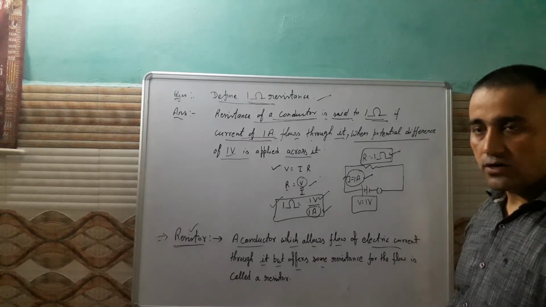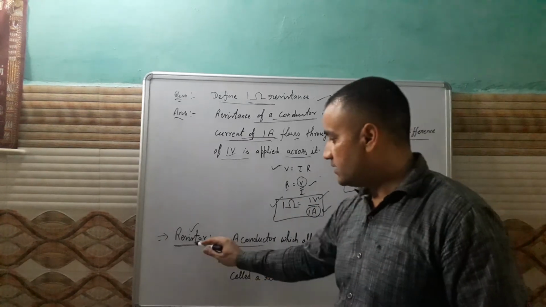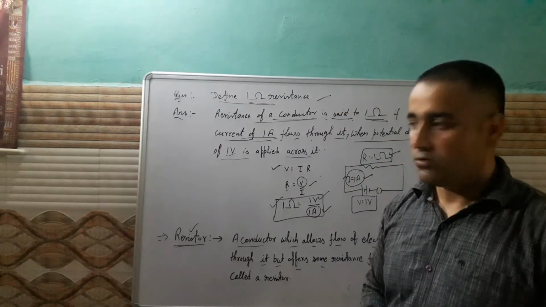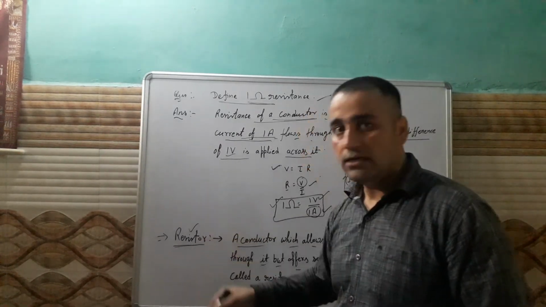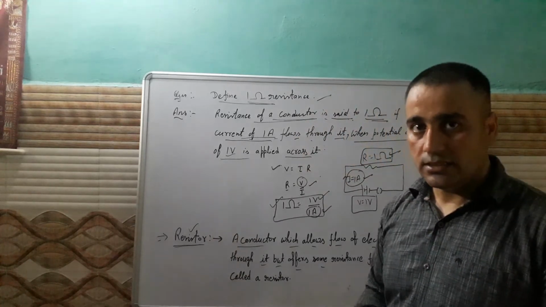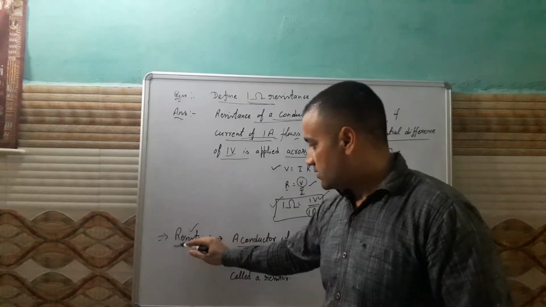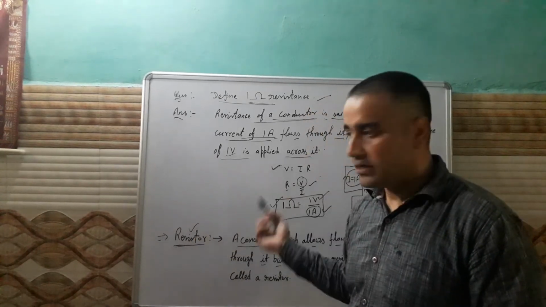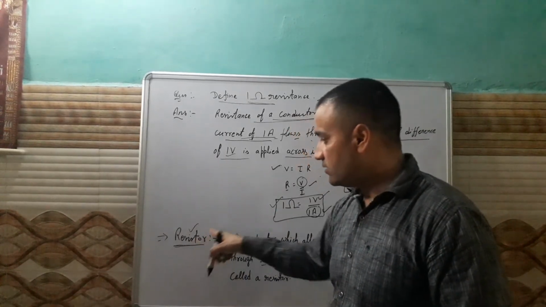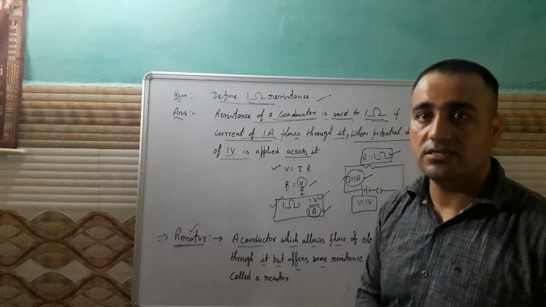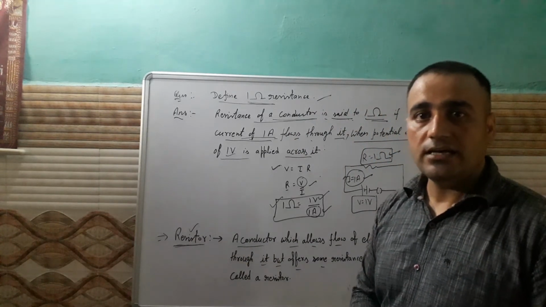Now dear students, we are going to discuss the topic, that is resistor. There is always a confusion in students about resistance and resistor. They think that these are the same thing, but they are not the same, as resistance is the electrical property. And what is a resistor? Resistor means any conductor or any material which can offer some resistance when some electric current flows through it.